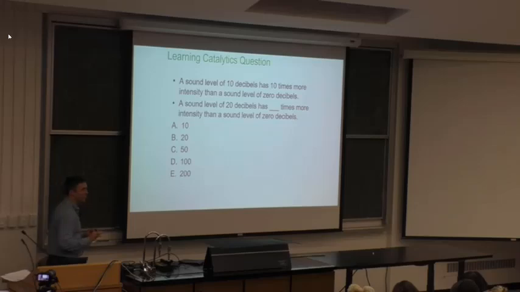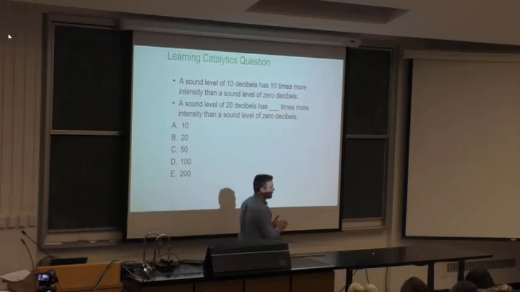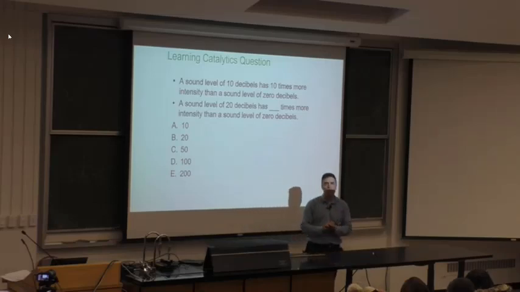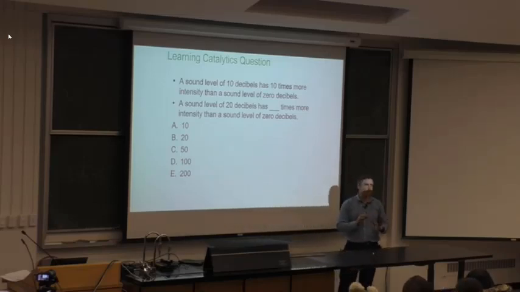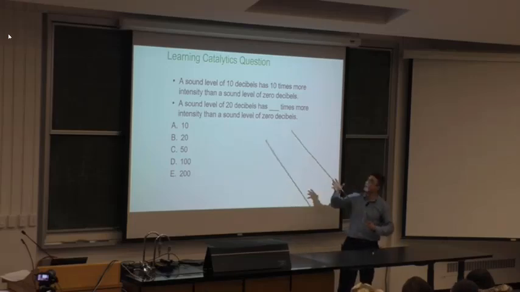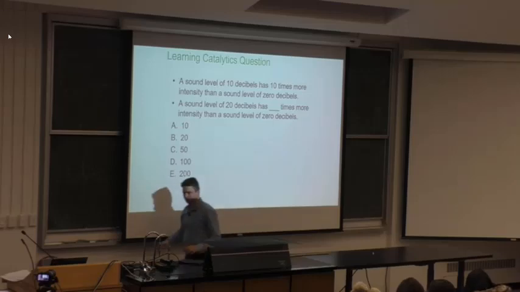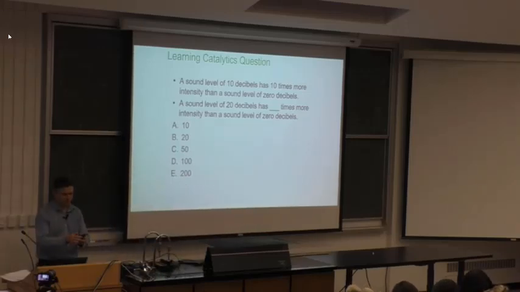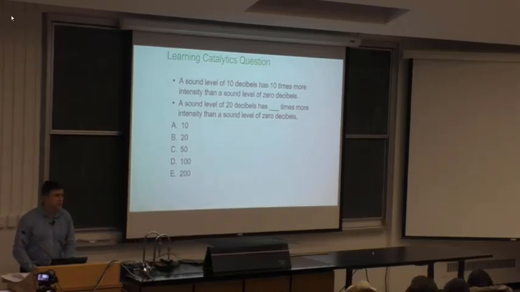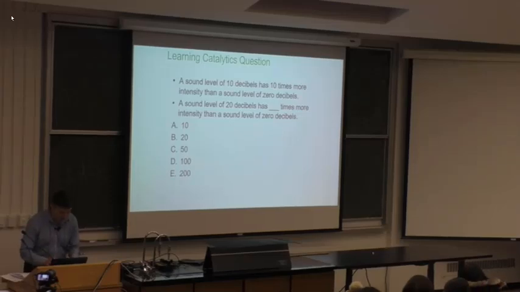So, going back to our definitions, 10 decibels means that you have 10 times more intensity than 0 decibels. That's the definition. So this sentence: a sound level of 20 decibels has blank times more intensity than a sound of 0 decibels. Give you a minute. Okay, well done. Most people were getting that it's 100 times more.